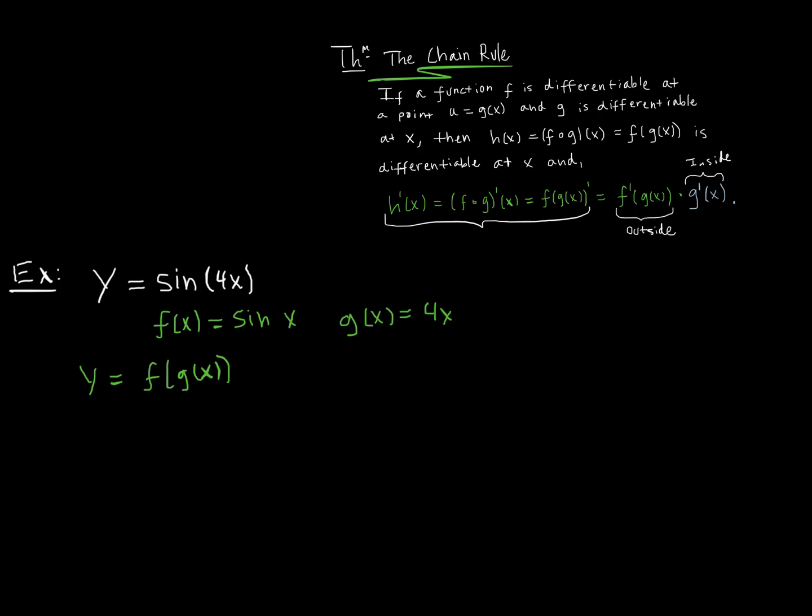And so to find the derivative y prime, I'm just using the rule here. So I want to take the derivative of f with respect to g multiplied by the derivative of g. Okay, and so now I just need to take those derivatives. So this is the outside function, right? So I take the derivative of sine with respect to 4x, meaning I just leave the 4x as if it is my input, which it is, of course, and the derivative of sine of anything is just cosine of that something.